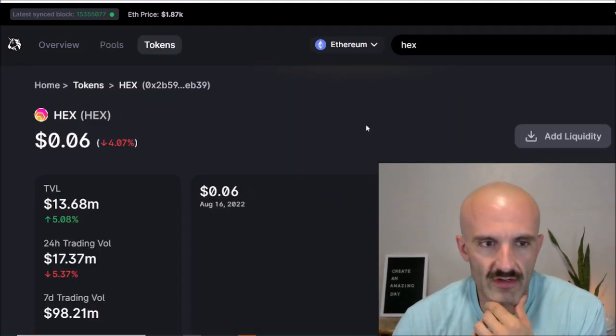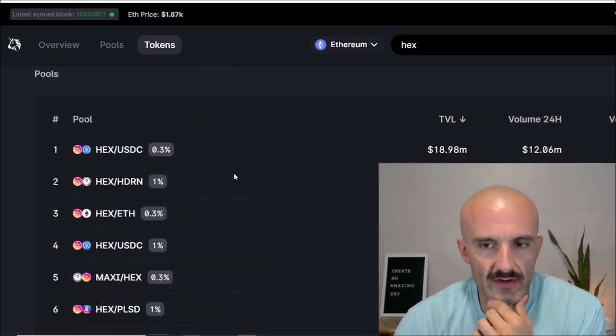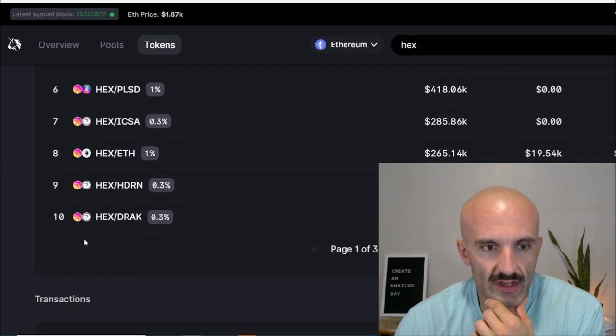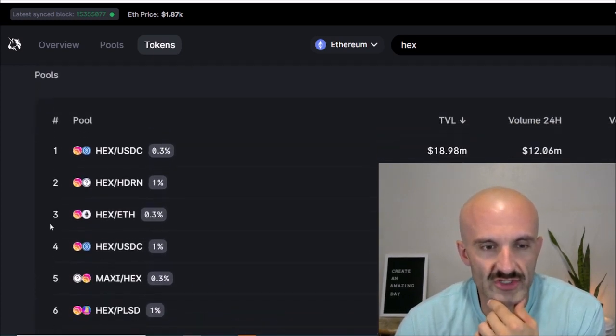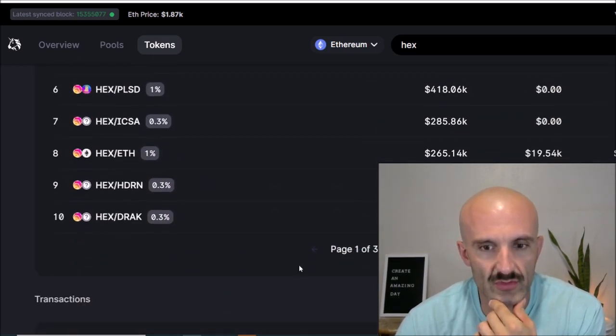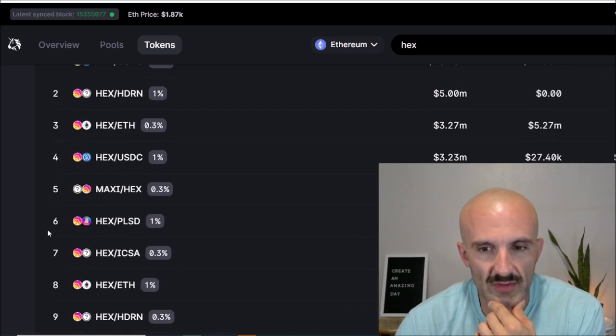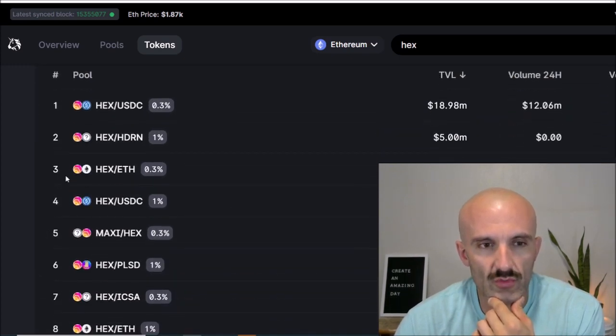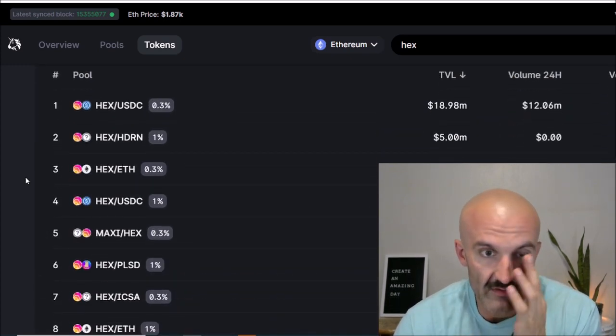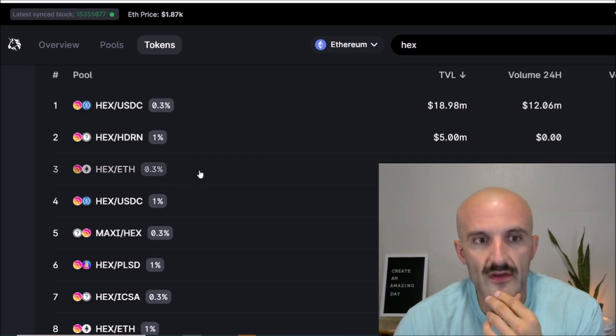You can search over here for Hex, all right? It tells you the price here. Scroll down here and this tells you the different pools, right? You're like, oh wow, there's a bunch of different pools. There's 10 different pools. It looks like there's multiple pages of pools with Hex and another token.